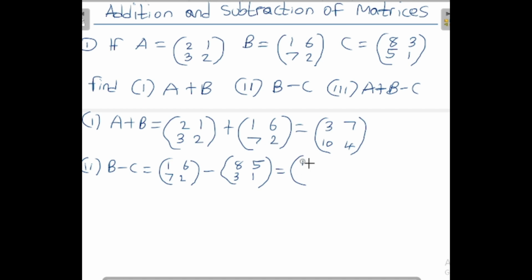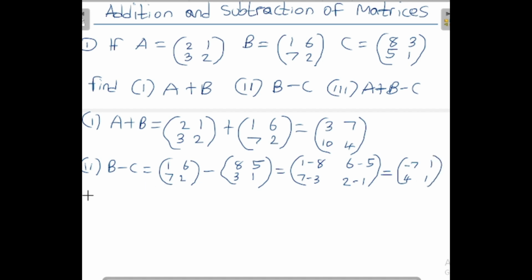Open our bracket. Now 1 minus 8. Then 6 minus 5. Then 7 minus 3. Then 2 minus 1. Then the final answer will be: 1 minus 8, that's minus 7. 7 minus 3, that's 4. 6 minus 5, that's 1. 2 minus 1 is 1. Then we close it. So that's the answer for the second question.